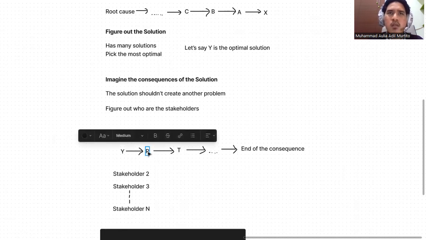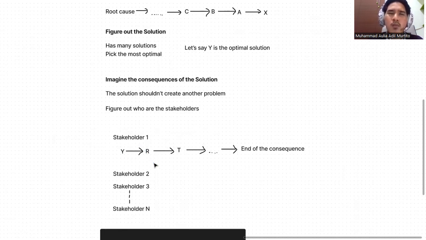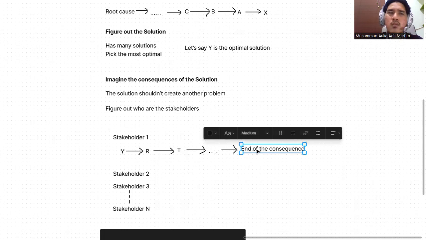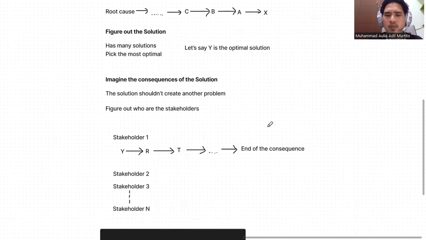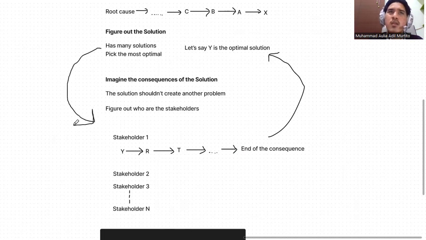So it turns out R will happen. If R happens, what will happen again? It turns out that the consequence of R is T. Now, if T happens, what happens? And so on until we think that we can figure out whether the consequence is bad or good. If we think the consequence is bad, we have to go back to figure out the solution, pick an alternative solution, and then put it again into this procedure.